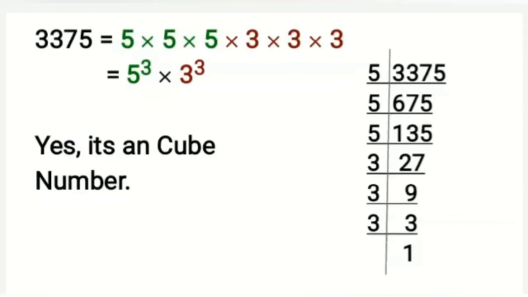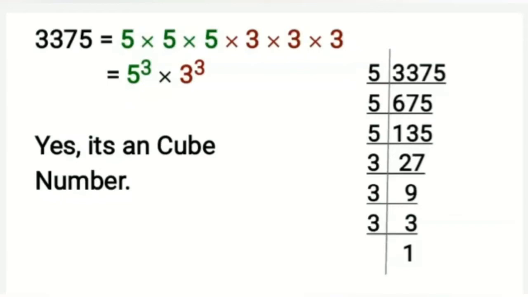5 into 5 into 5. 3 into 3 into 3. 5 I got 3 times. So I wrote 5 power 3. Multiply 3 also again I got 3 times. So 3 power 3. So see, both the numbers appeared 3 times. So yes, it's a cube number.